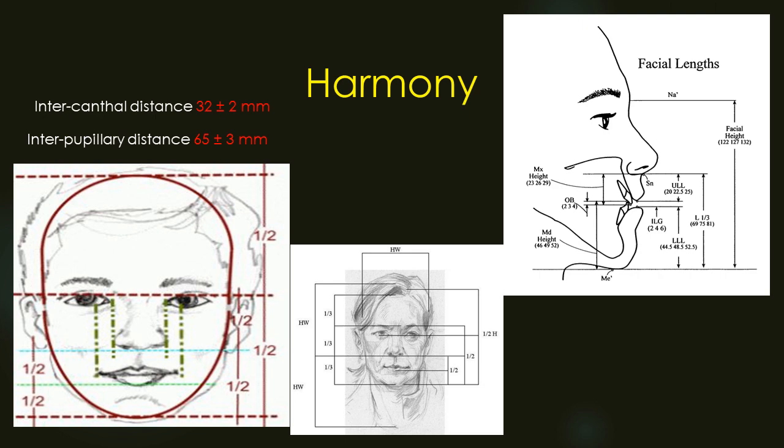There are measurements that give an indication of harmony between the nose, mouth and eyes, including the interpupillary distance, which ranges between 65 plus or minus 3 mm, and the intercanthal distance, 32 plus or minus 2 mm. Vertical lines drawn through the medial canthi should coincide with the alae of the nose. The vertical lines drawn through the medial margin of the iris of the eye should coincide with the corners of the mouth. These measurements can give an indication of harmony.